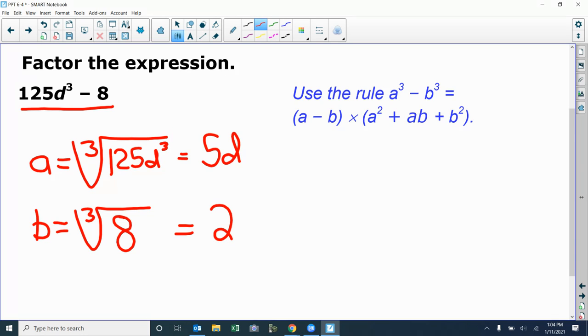Cookbook math. Plug in and see what you get. Plug in a, plug in b. You have to square a, you have to square b to make it right.